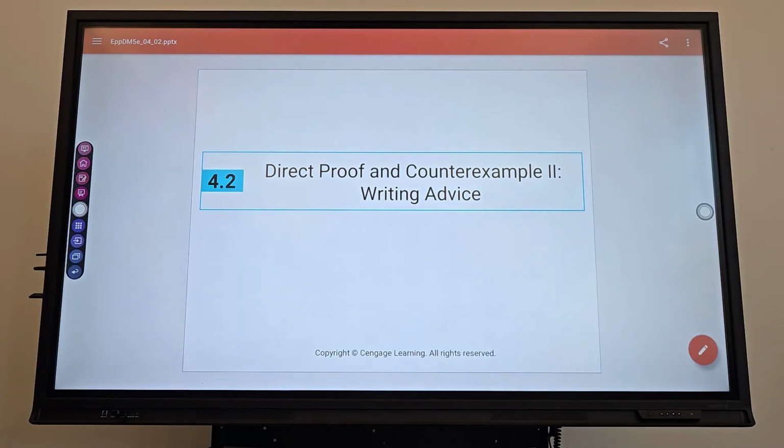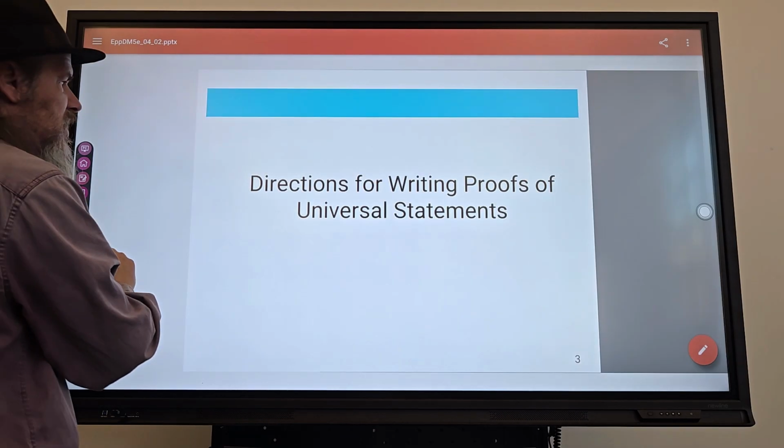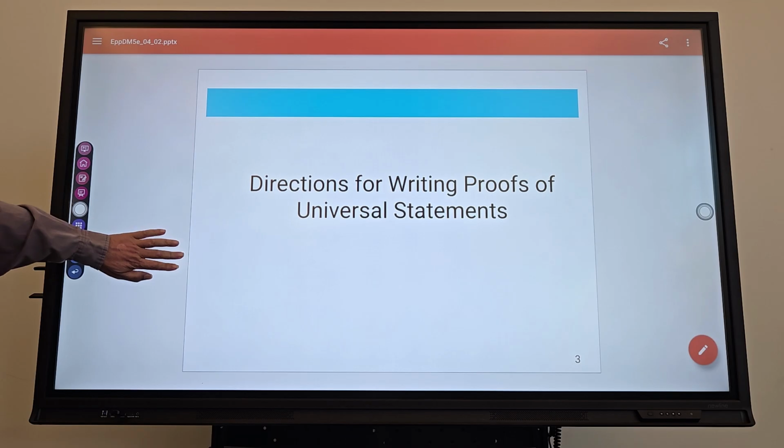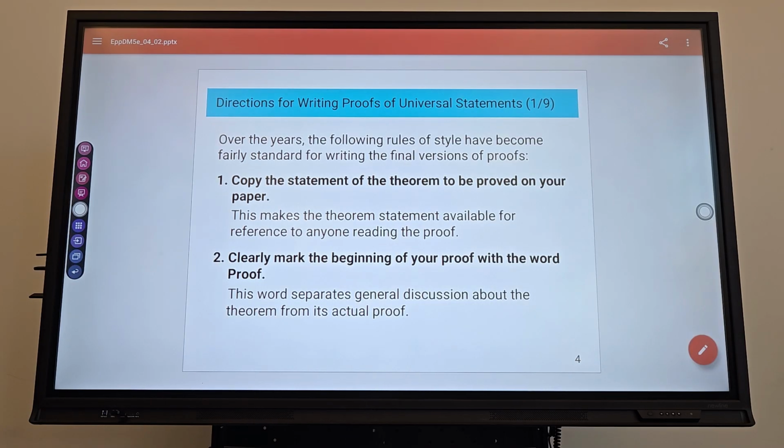Direct proof and counterexample. Writing advice. Directions for writing proofs of universal statements. Over the years, the following rules of style have become fairly standard for writing the final versions of proofs. Number 1, copy the statement of the theorem to be proved on your paper. Clearly mark the beginning of your proof with the word proof, just so you make it clear.